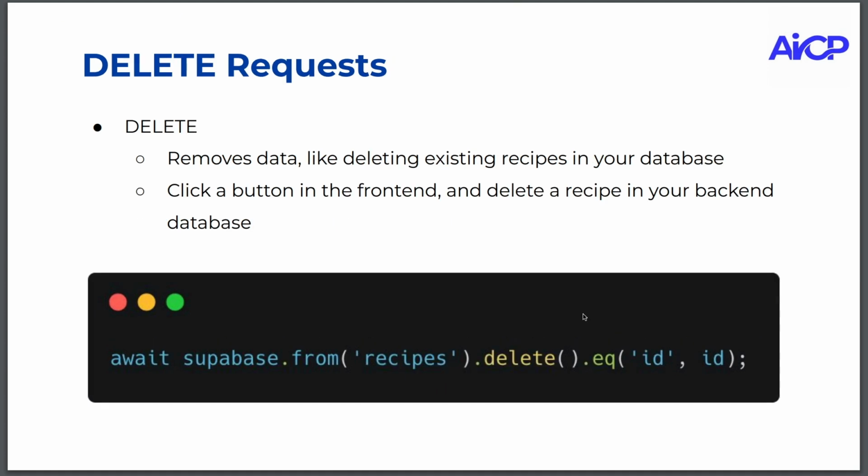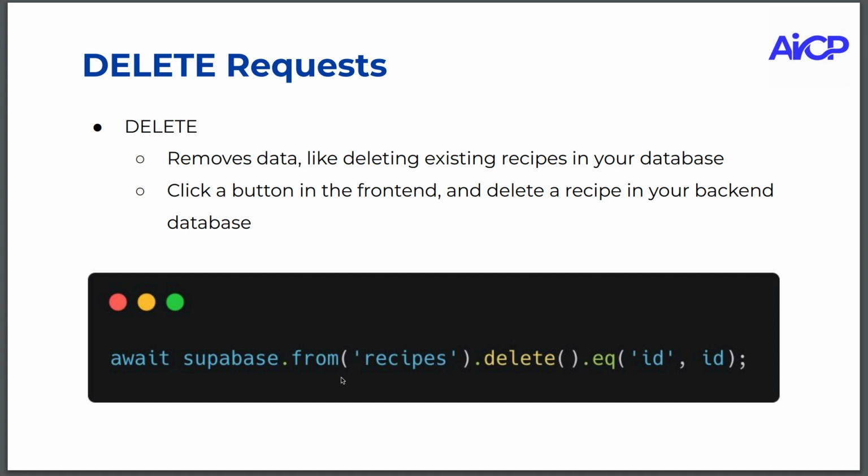This removes data from existing recipes in your database, for example. So if you were to click a button in the front end, it would then delete a recipe in the backend database. Again, we're using an await function. Supabase from recipes, delete. So this is what all these await functions look like.